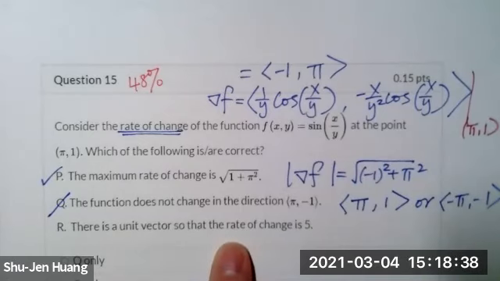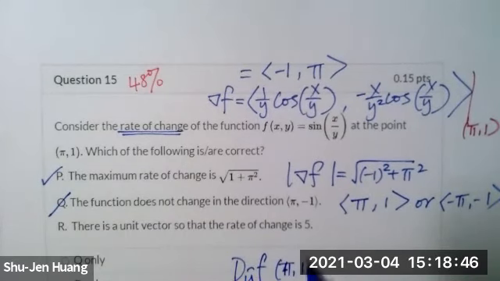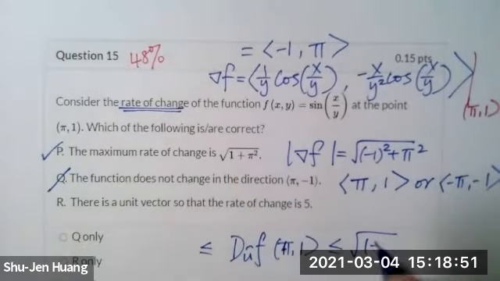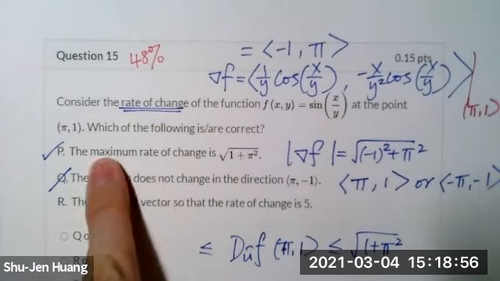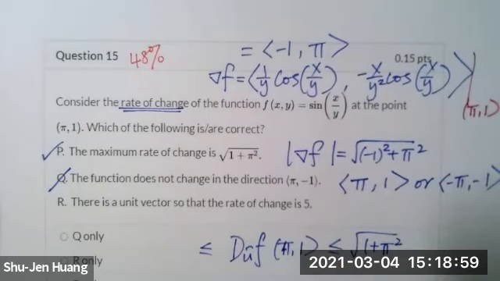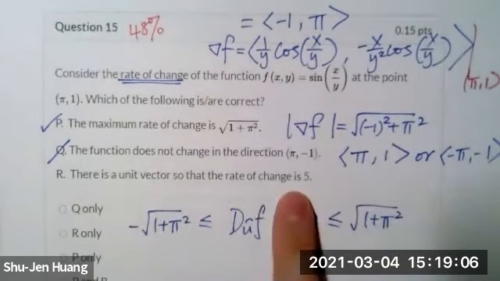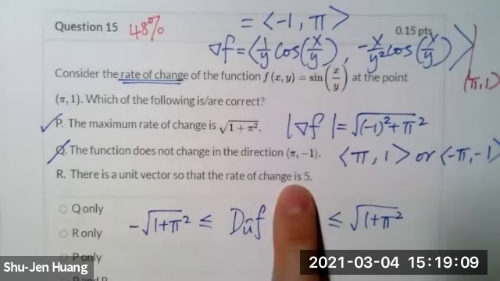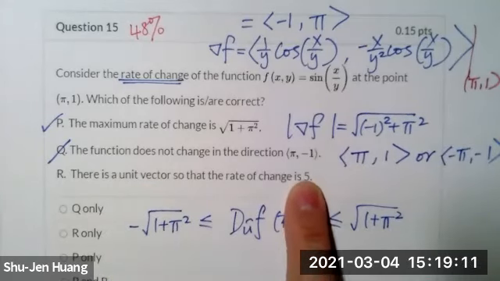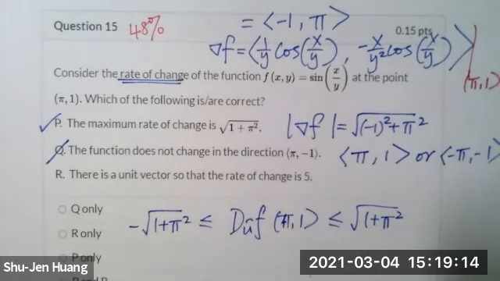And there's a unit vector so that the rate of change is phi. So we know the directional derivative at the given point is always between, this is the maximum, and what's the minimum? Maximum rate of change is this number. The minimum is the opposite, you just need to put the minus sign, right? So the directional derivative is always between these two numbers. And it says there's a unit vector so that the rate of change, which is the directional derivative, equals phi. Is that possible?